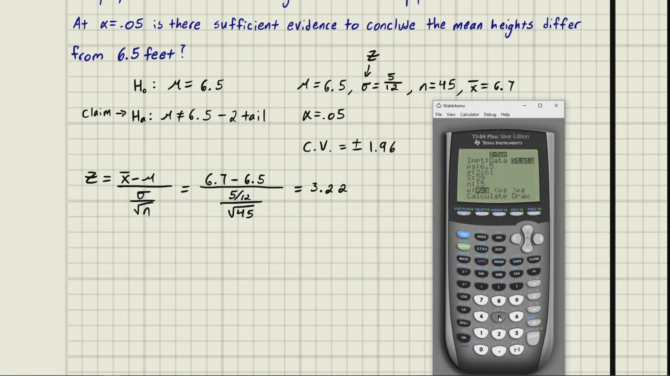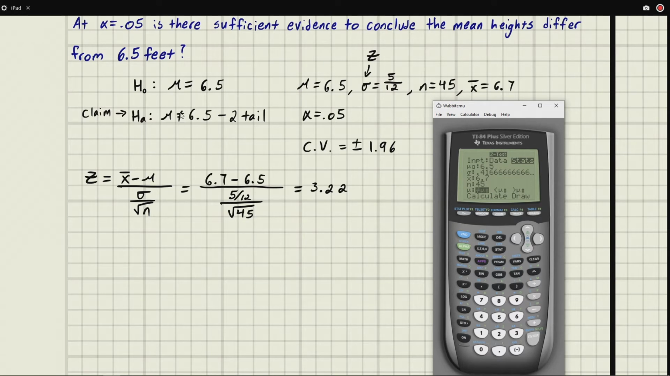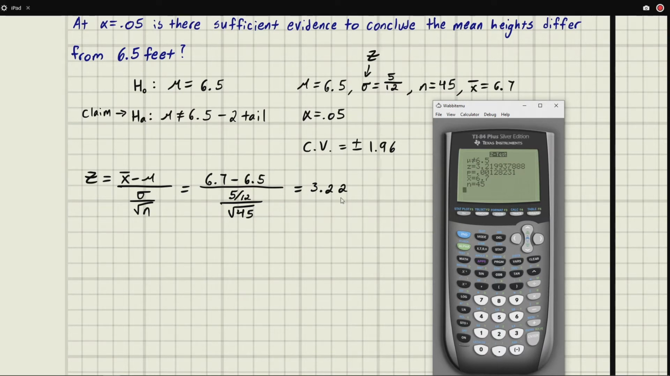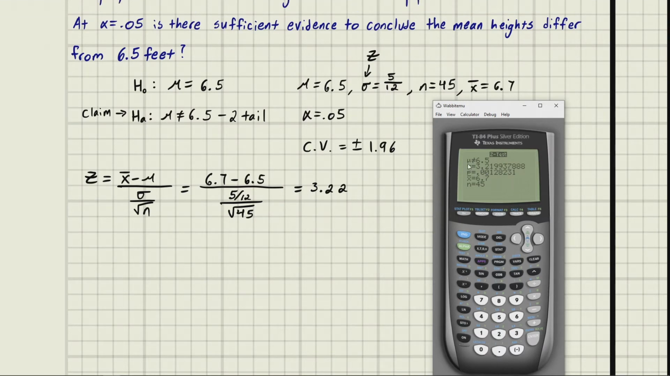For sigma, we have 5 divided by 12. The calculator will figure it out for you, see? And then for x bar, we have 6.7, and n is 45. Our alternative is not equal to, so we pick the not equals to option, and then we hit calculate. You see we get the same test stat as when we computed it, if you round it.